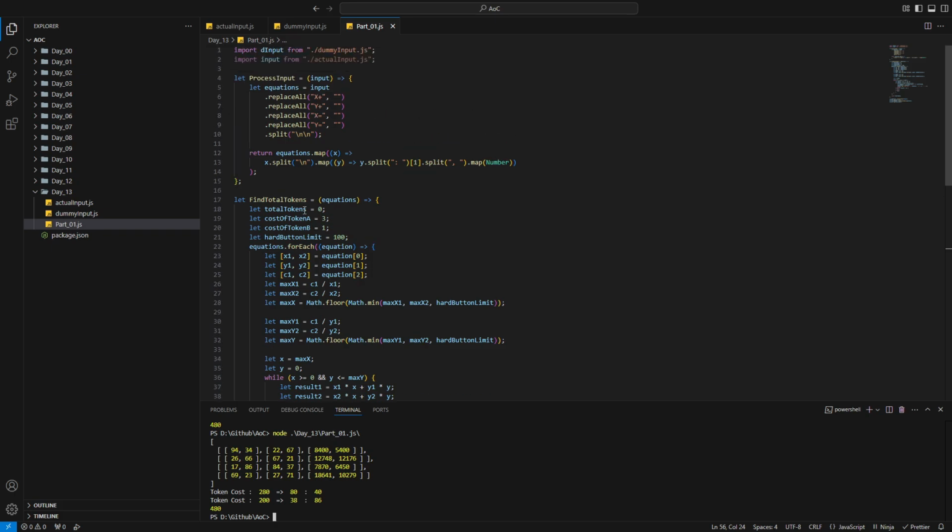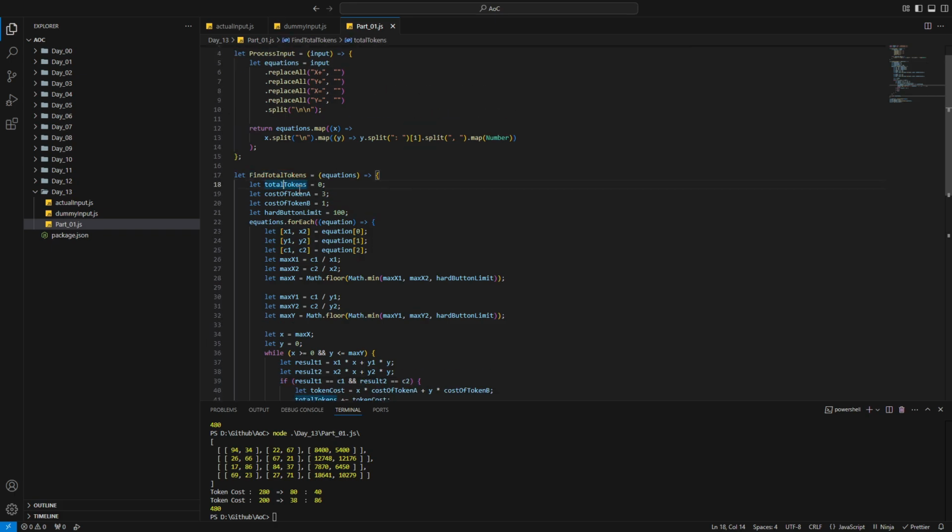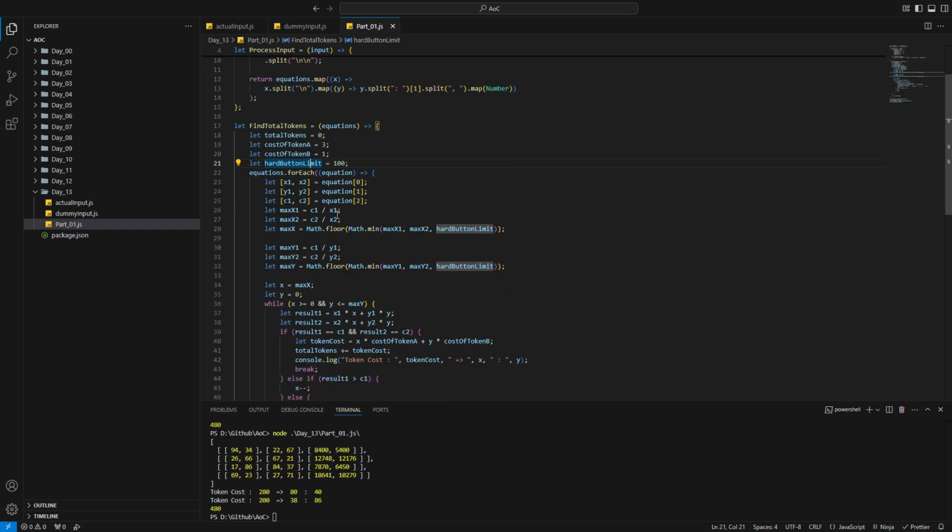Now we use this in our find total tokens function, where we keep track of the total tokens that we have found so far, the cost of token A and cost of token B, and the hard limit for the button. They've told us it's 100. Then we form these equations and we find the maximum intercept that can be found for x and y. So for the first equation, it forms 94x plus 22y is 8400.